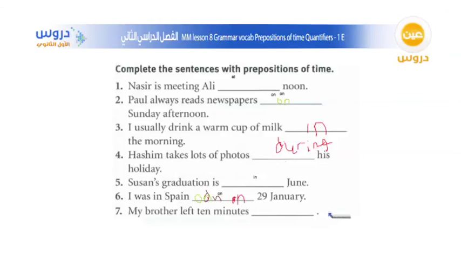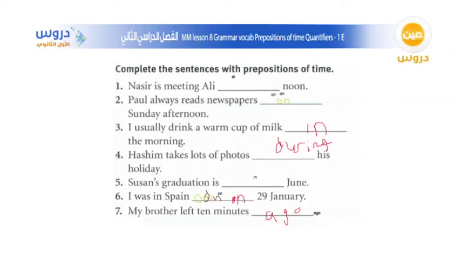Number 7. My brother left 10 minutes ago. That's correct. My brother left 10 minutes ago. And you can notice that this preposition, ago, usually comes at the end of the sentence. Okay?